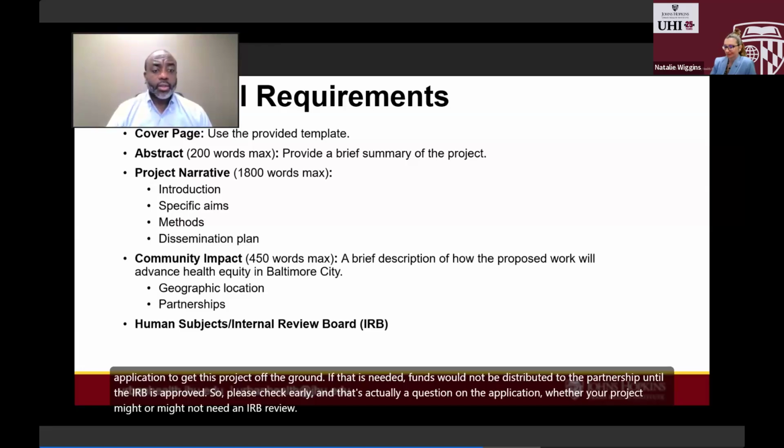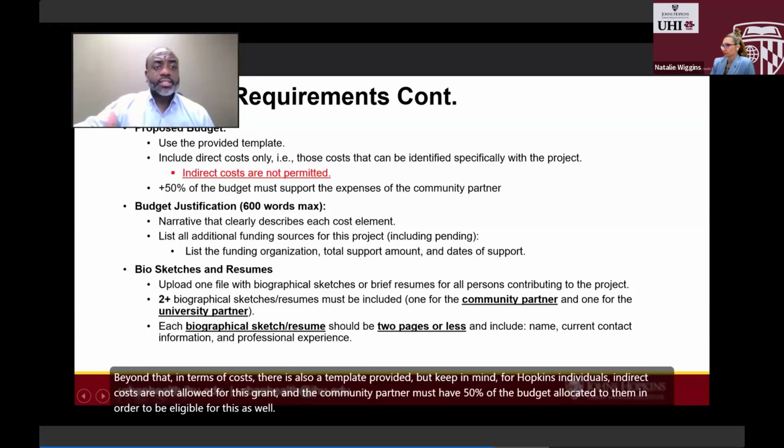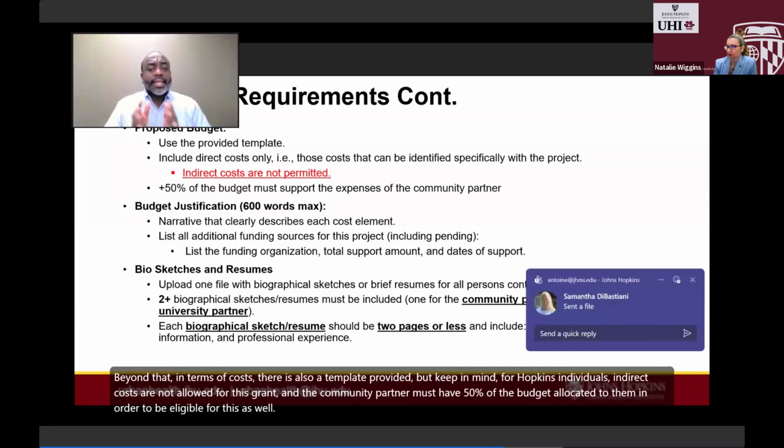So please check early, and that's actually a question on the application, whether your project might or might not need an IRB review. Beyond that, in terms of costs, there is also a template provided, but keep in mind for Hopkins individuals, indirect costs are not allowed for this grant, and the community partner must have 50% of the budget allocated to them in order to be eligible for this as well.